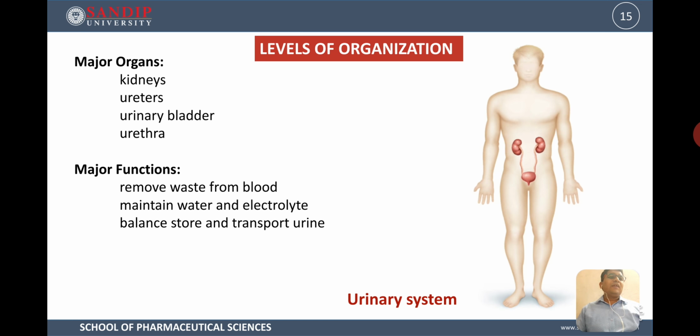Next system is the urinary system. Major organs: kidneys, ureters, urinary bladder and urethra. Whatever our daily process is, when we increase the intake of water, it is removed through the body. That particular system is the urinary system. It removes waste from the blood, which means purification of the blood, maintains the water and electrolyte balance, and stores and transports the urine.